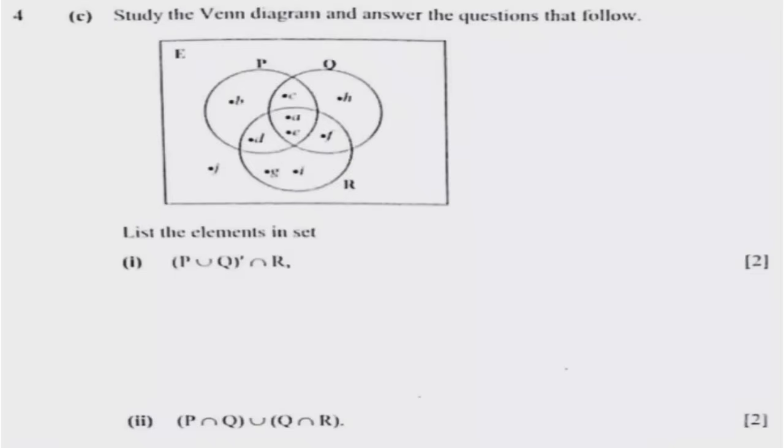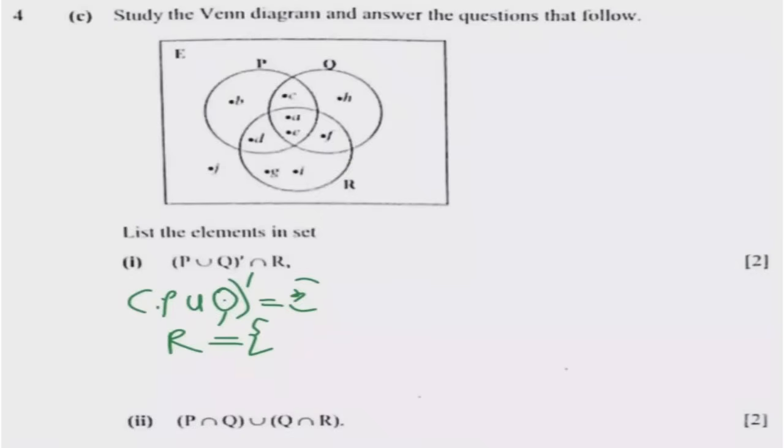1. P union Q complement intersection R. Okay, so to work out this one, this is what we're going to do. First, we're going to dismantle the set that is given. So we have P union Q complement. We need to identify the members of P union Q complement. Then we also have set R. We also need to identify the members of set R. So let's start with the P union Q complement.